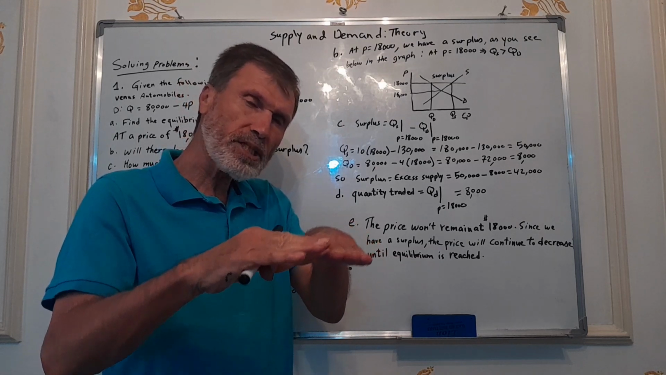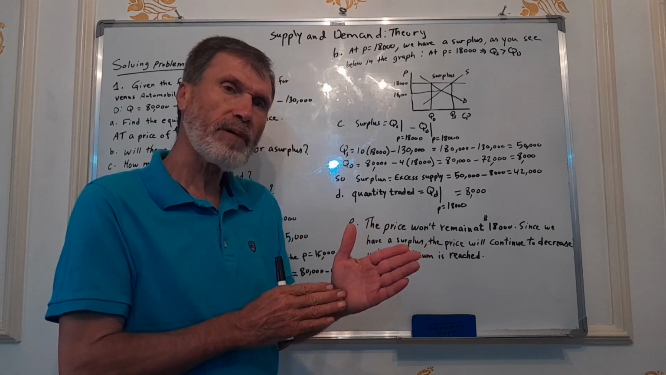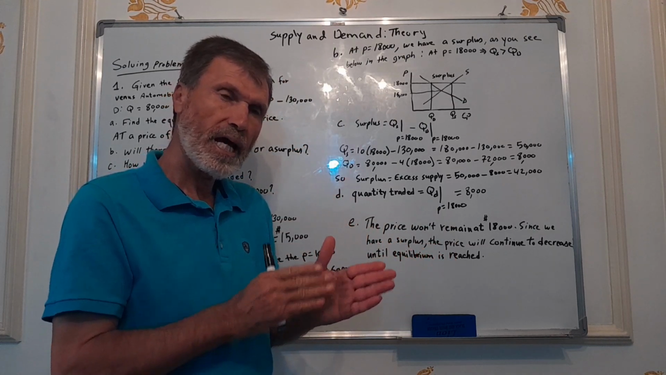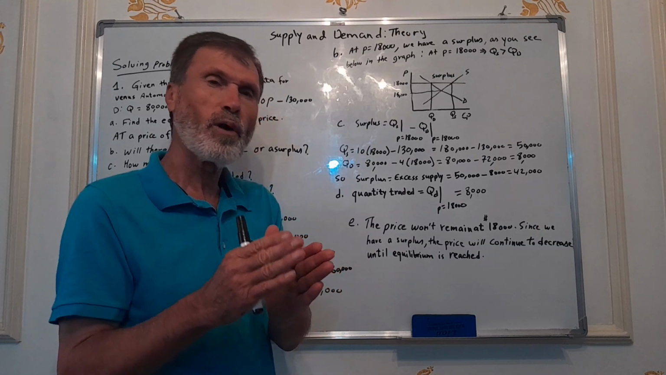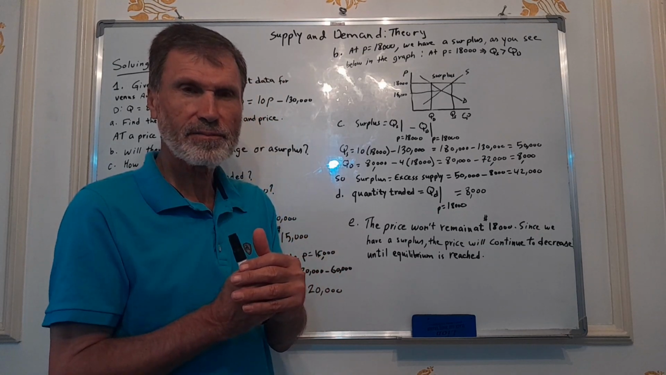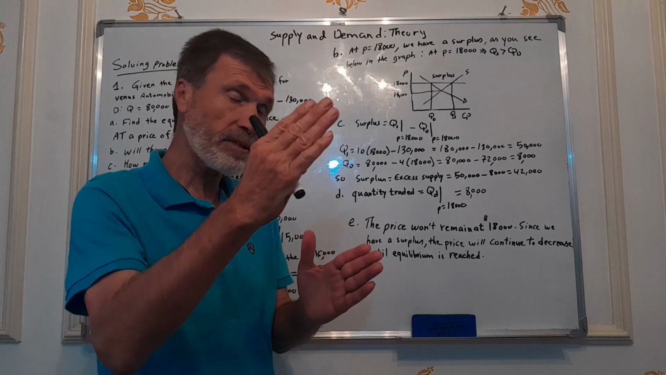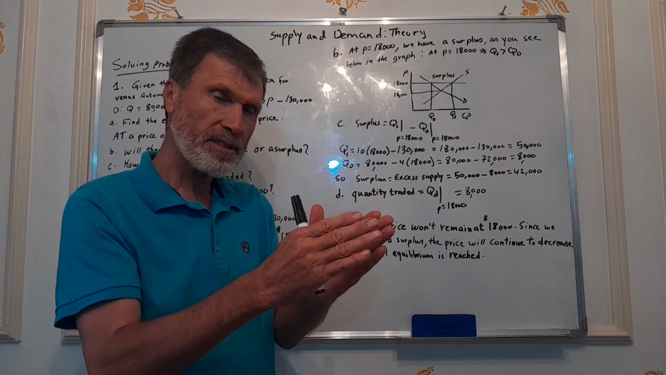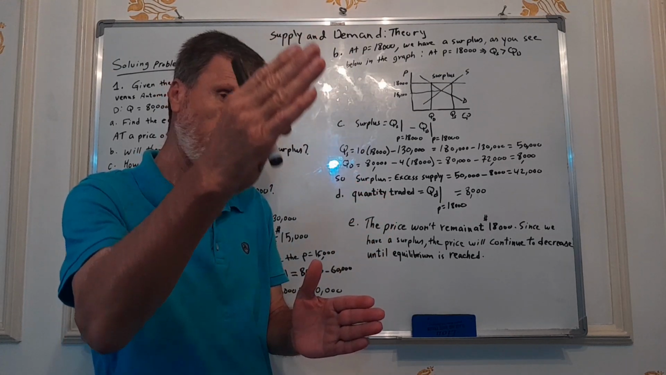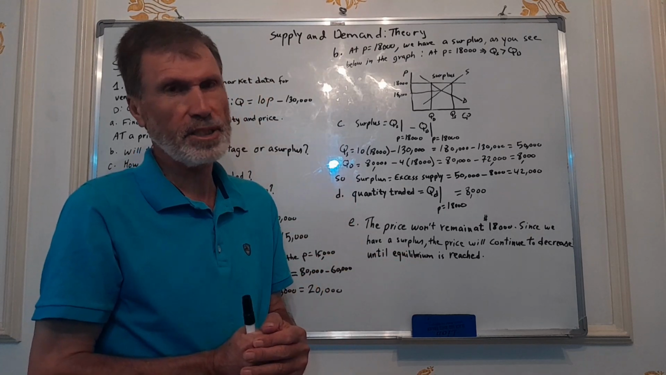And when the price decreases, then according to the law of demand, the quantity demanded will increase. And according to the law of supply, the quantity supplied will decrease. Therefore, as the price decreases, the quantity demanded increases and the quantity supplied decreases, and that will continue until equilibrium is reached.